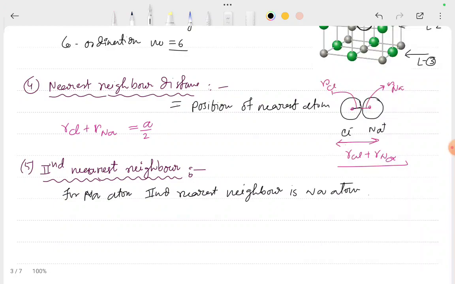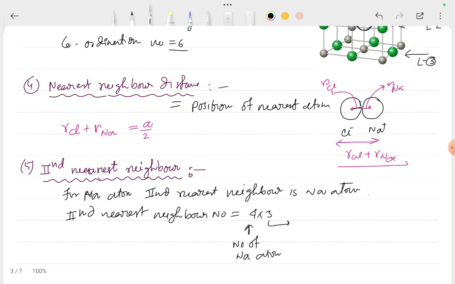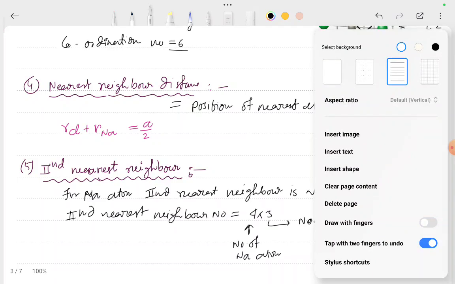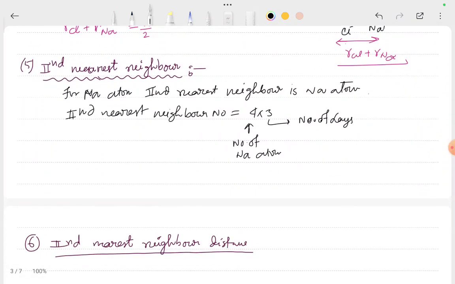So the second nearest neighbor number is equal to 4 into 3. 4 stands for the number of Na atoms, and 3 stands for the number of layers. I think that is clear, and that is equal to 12. That is actually 12.